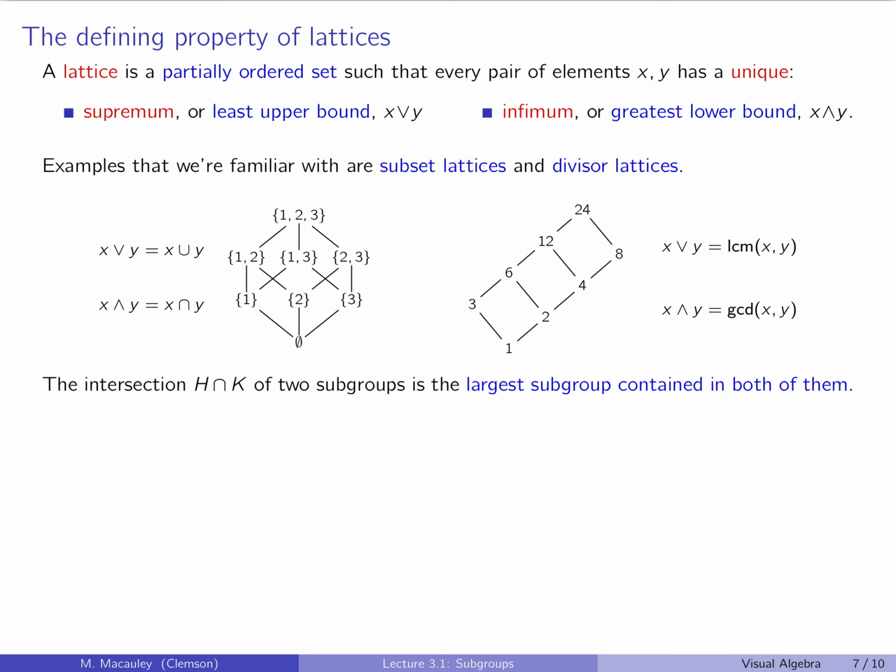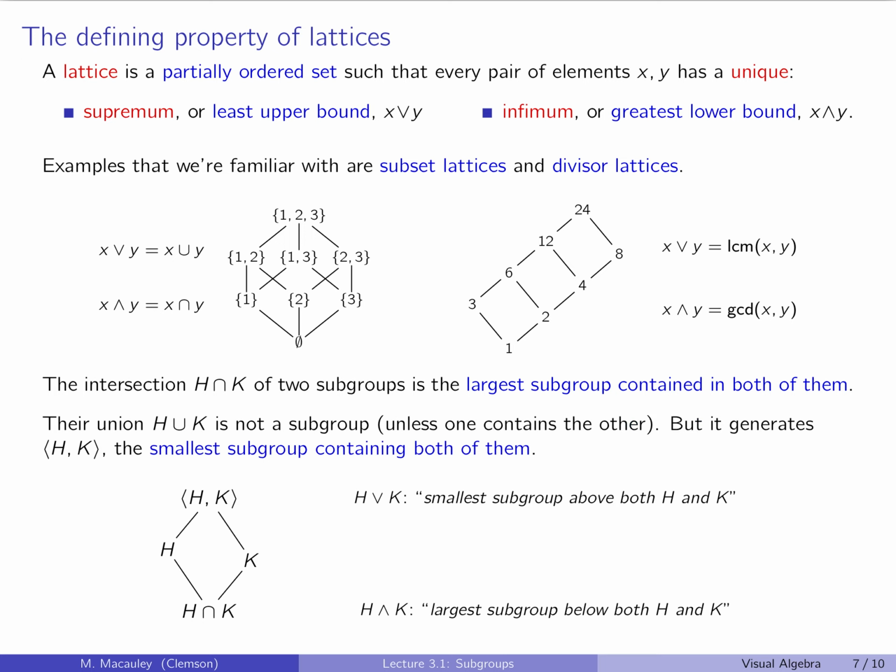Going back to groups now, the subgroup lattice will be reminiscent of the subset lattice. So we have a group G, but we don't include all subsets of G in here. We just include the subsets that are actually subgroups. So the intersection of two subgroups, notice, is by definition the largest subgroup contained in both of them. Their union, H union K, is not a subgroup, unless one of them contains the other. But it generates a subgroup.